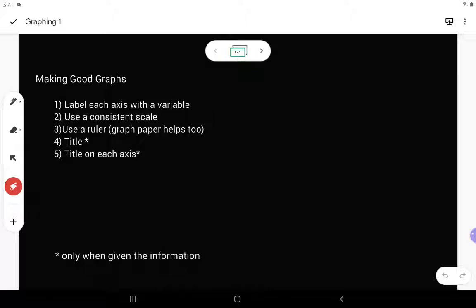Now the last two things, we do want to give our graph a title, and we want to give titles or labels on each axis as to what that axis is related to. But I can only do that if I'm given information about what my different variables are. If I don't have that information, I can't include it, and so I would still just label the axes with the variables, but if I don't have any more information other than letters, I'm just going to leave it like that. So today we'll work with some that have titles, and we'll use that.